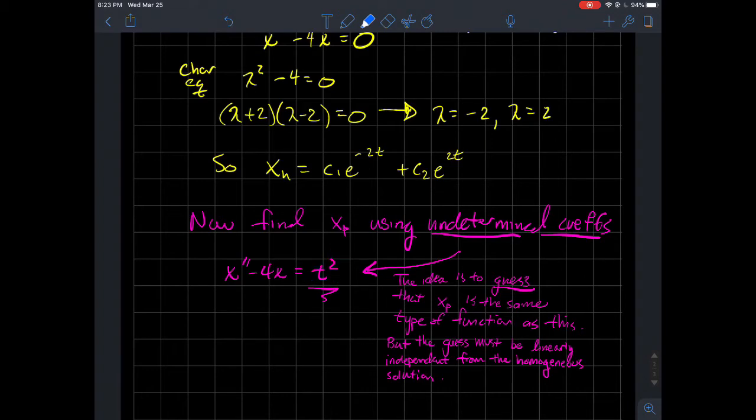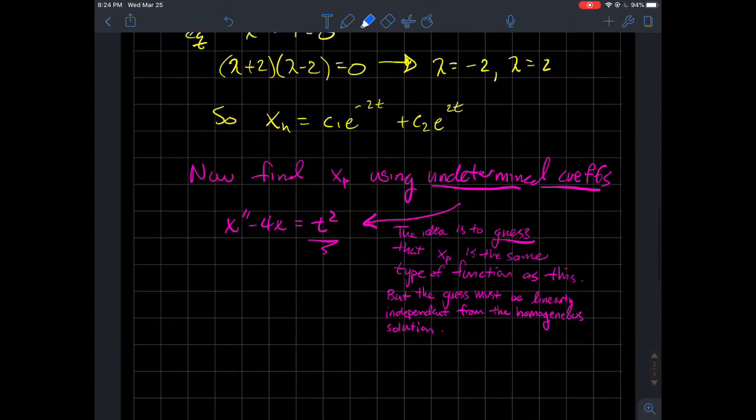Now, there's one more thing that's going to guide what your guess is. Your guess has to be linearly independent from your homogeneous solution. In other words, I better not guess an exponential that has a -2t or an e to the 2t in my answer. I'll do another video with an example where choosing my function correctly to be careful about linear independence is a little bit more important. If I guess a quadratic like at squared plus bt plus c, it is going to be independent from this exponential, so we don't have to worry about that when we make our guess for this example.